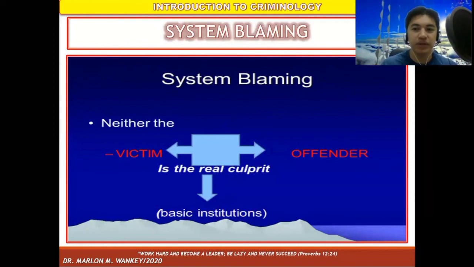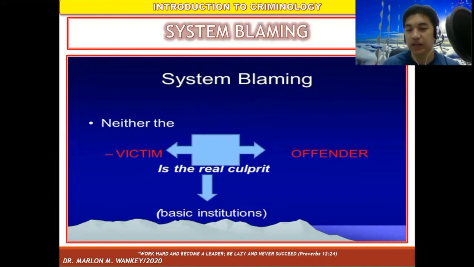Okay? Sometimes what is happening right now, they are blaming the government. They are not blaming the people who committed the crime, but the government. Sometimes also we blame the system. Like for example, in the institution, we blame the system. Bakit kasi ganito ang kanilang patakaran, ganyan, ganito. Okay? So that is the system blaming.